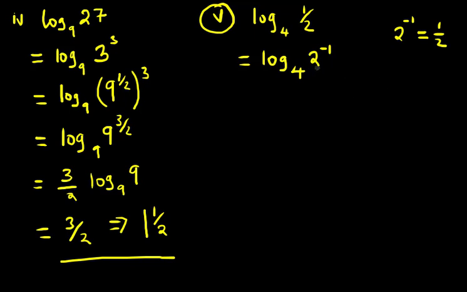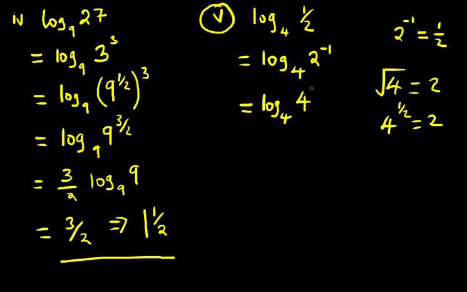And also, since we want the base to be 4, we know that the square root of 4 gives us 2, or 4 raised to the power half is equal to 2. Therefore, we can replace this 2 with 4 raised to the power half. So we will have log 4 of 4 raised to the power half. Then the negative 1 is the one that comes down there. So this then equals log 4, then 4 raised to the power negative half.